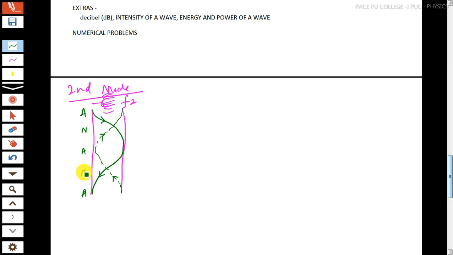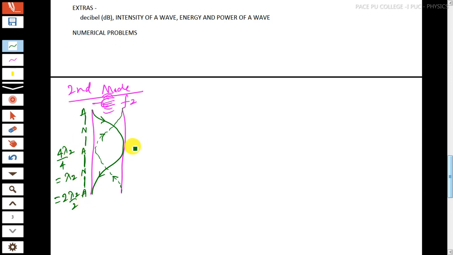So here it is lambda by 4, one more lambda by 4, one more lambda by 4, one more lambda by 4, 4 times lambda by 4, which is nothing but the complete wavelength, lambda. Otherwise, I can also write it as 2 times lambda by 2. For the second mode, I use the term lambda 2.